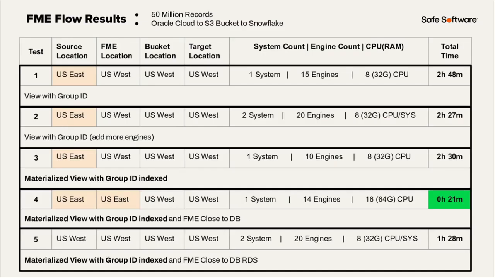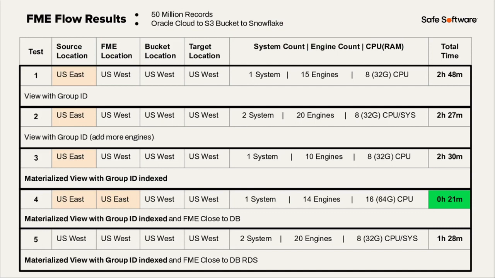Let's bring it home here. These are the automations. These are the workspaces that Trent had created in Desktop and published to the Flow environment. And what we found, very interestingly, just moving them up to the same Oracle database, with FME on the West Coast now, because Trent's in the East and I'm in the West, and then running 15 engines on one system: 2 hours and 48 minutes.